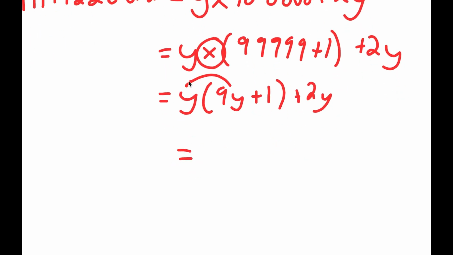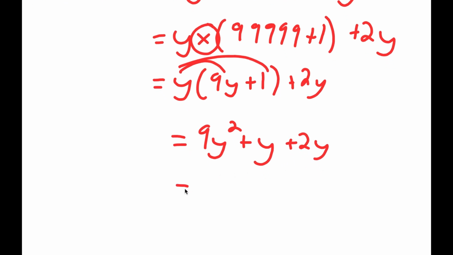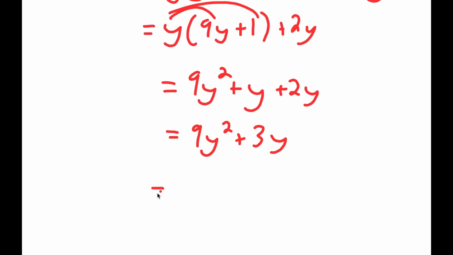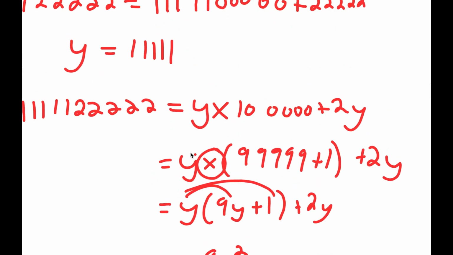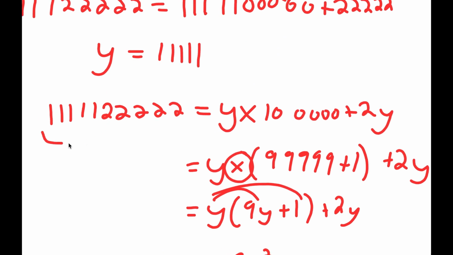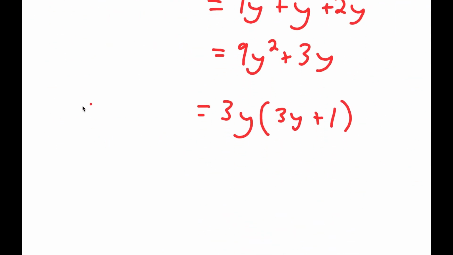And now if I distribute the y, I get y times 9y, which is 9y squared, plus 1 times y, which is y, plus 2y, which is equal to 9y squared plus 3y. Now the greatest common factor here is 3y, so I get 3y times 3y plus 1. And remember, this is all equal to this number, 1,111,122,222.